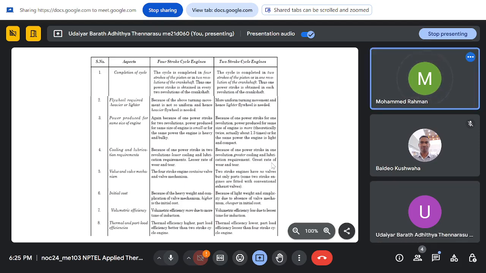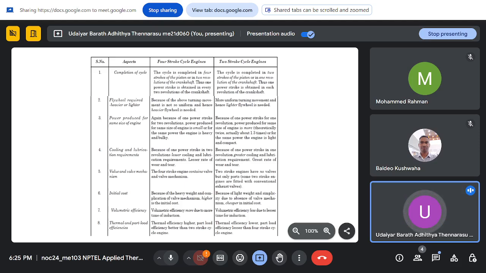The last point is on thermal efficiency. Thermal efficiency in a 4-stroke engine is higher compared to a 2-stroke engine.